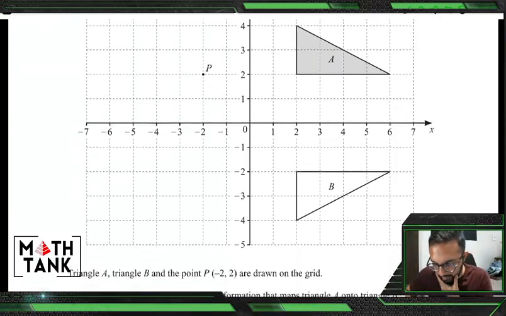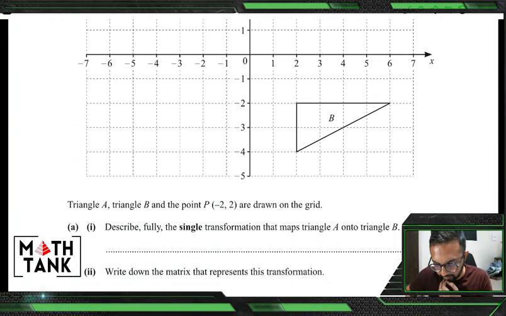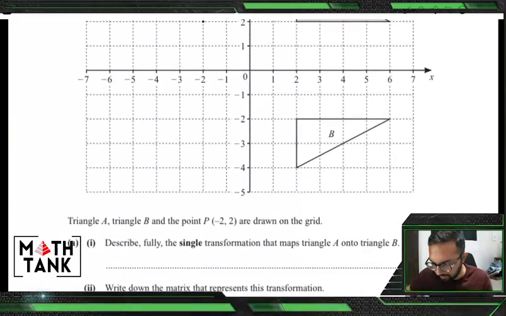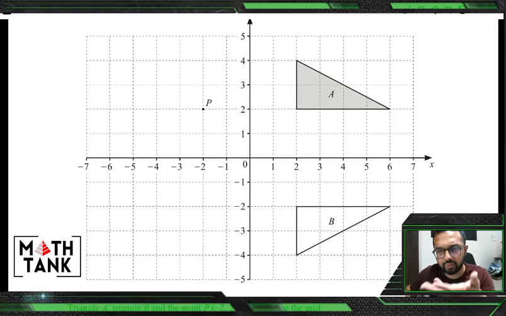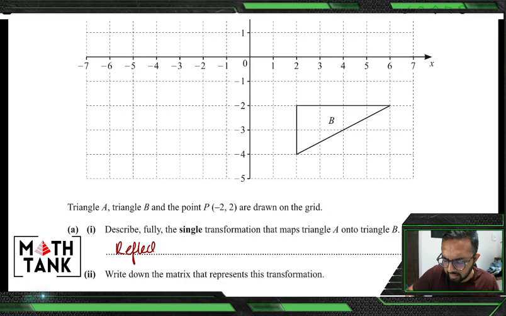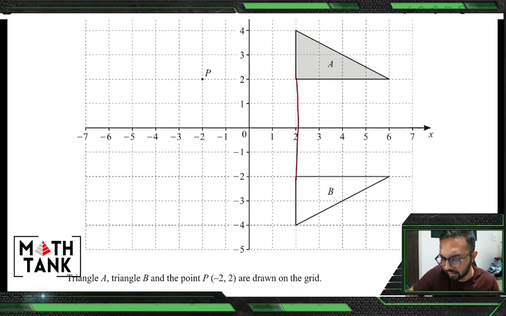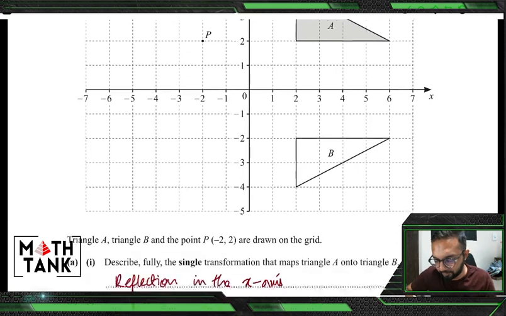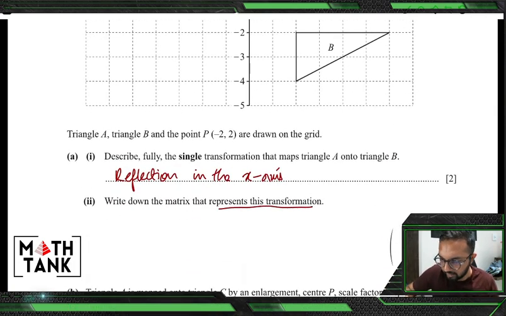Let's move on to this question. It says triangle A is mapped onto triangle B. Triangle A, triangle B and the point P are drawn on the grid. Describe fully the single transformation that maps triangle A onto triangle B. So this shows you that it's flipped. So it's just a reflection. Again, I can clearly see that in the x-axis. I can also draw and check. I just need to draw one set of lines and draw the perpendicular bisector. That's the perpendicular bisector.